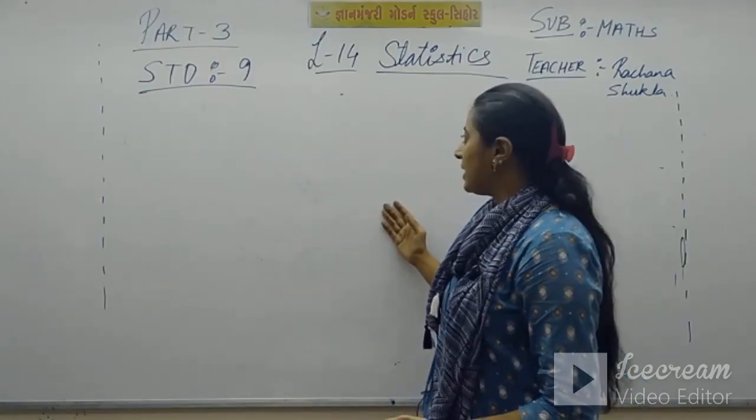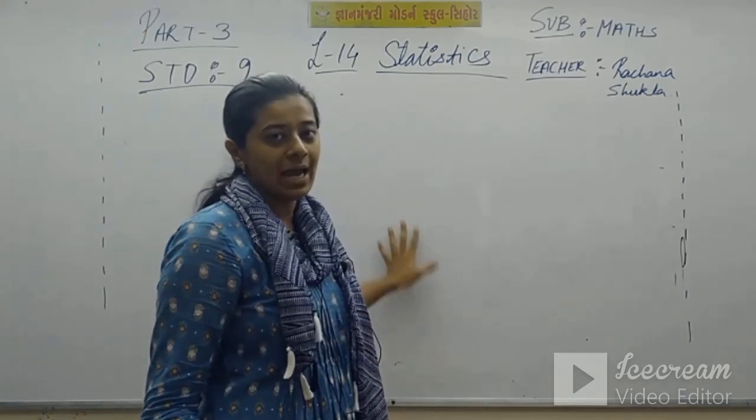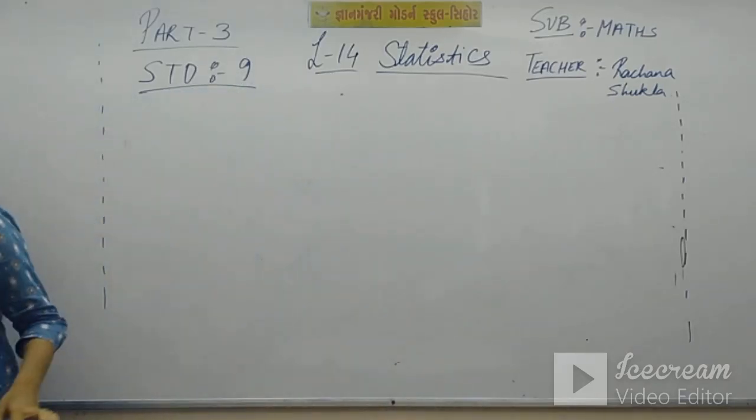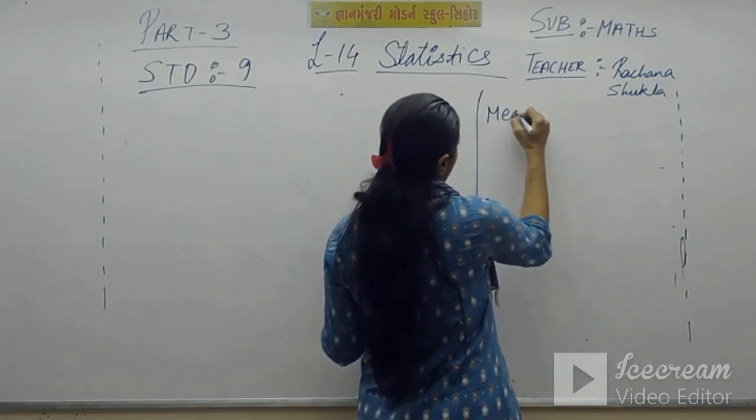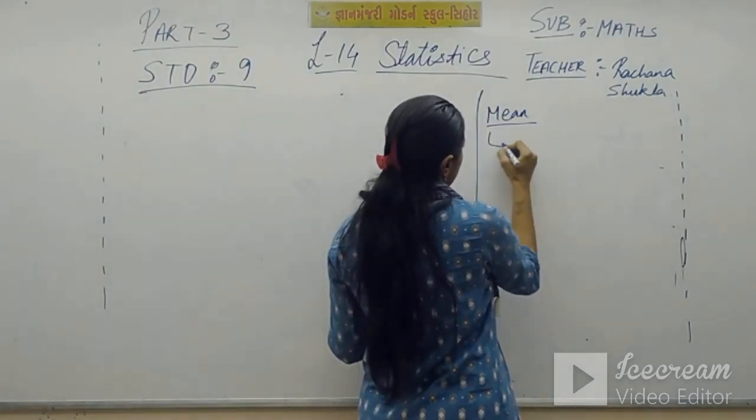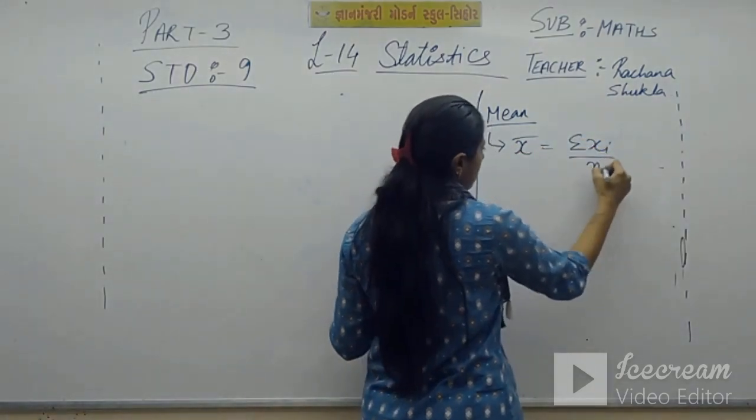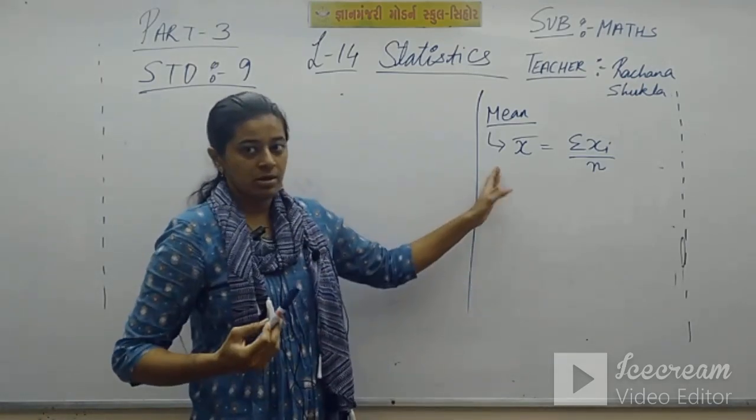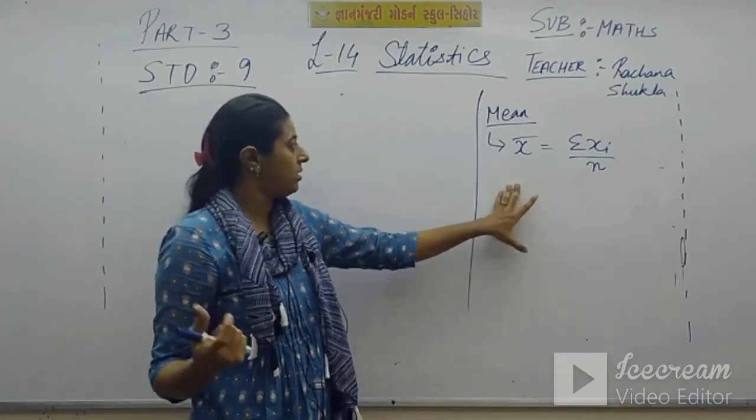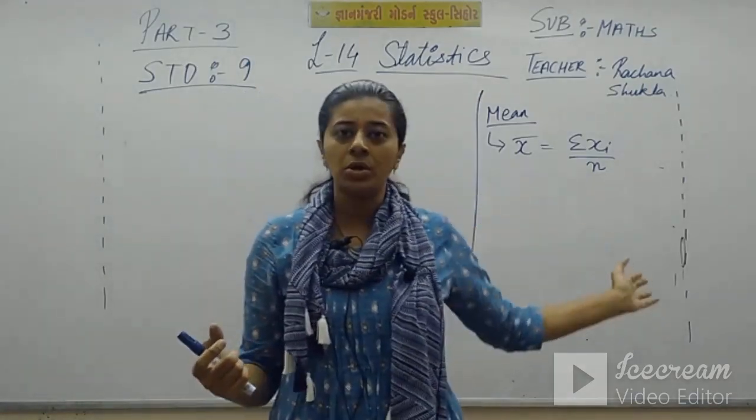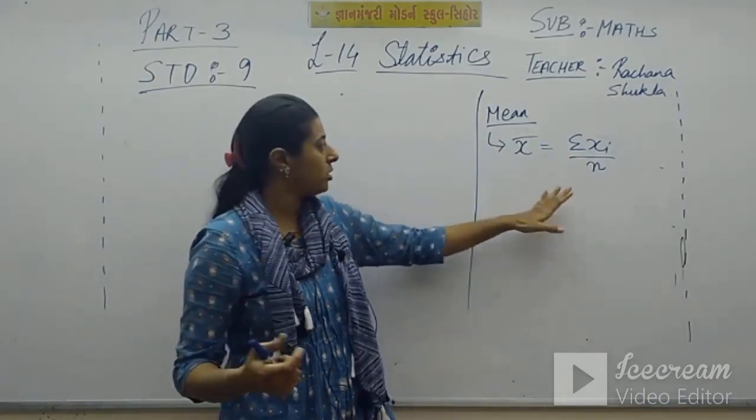So for your sake again, I will write down the formulas of mean for group data and ungrouped data. The mean for ungrouped data is x bar equal to sigma xi upon n. Look here, if you have data in a single line, that is raw data, and you have to find out the mean or the x bar, then the formula is sigma xi upon n.